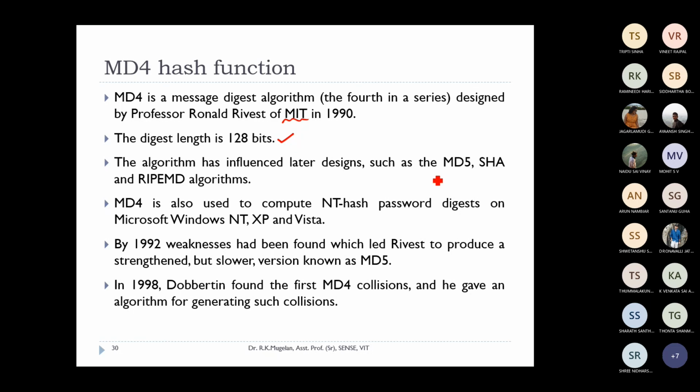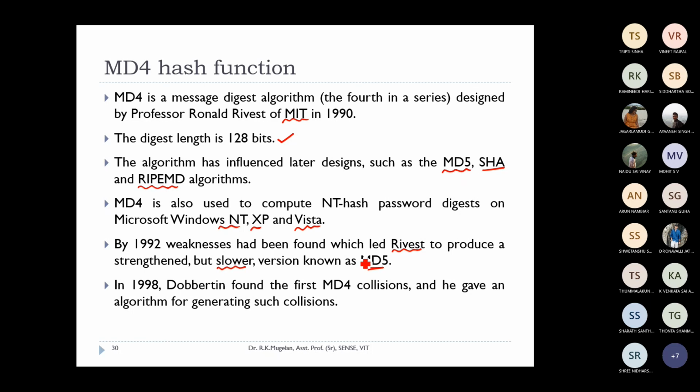And this one influenced, as I said, the present-day MD5 and SHA algorithms as well as RIPEMD. MD4 was used to compute the password digest for our famous Windows NT, XP, Vista. Nowadays, people are not using these operating systems, but these used MD4. In 1992, a weakness of MD4 was found. So again the professor had to strengthen this algorithm, but in order to strengthen it, he increased the complexity. Thereby, he made a slower version called MD5.